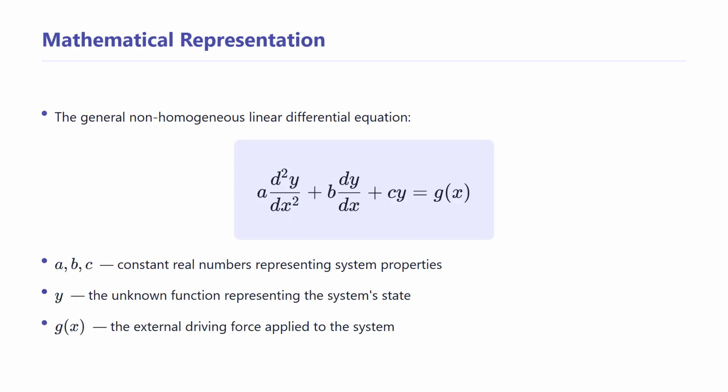Let us translate these real-world concepts into mathematical representation. On screen is the general non-homogeneous linear differential equation. The symbols A, B, and C represent constant real numbers. Physically, these are the fixed properties of our system, like mass, friction, or electrical resistance. The variable y is the unknown function we want to find, representing the system's position or state.